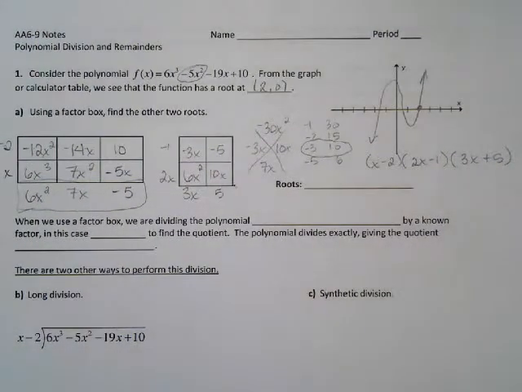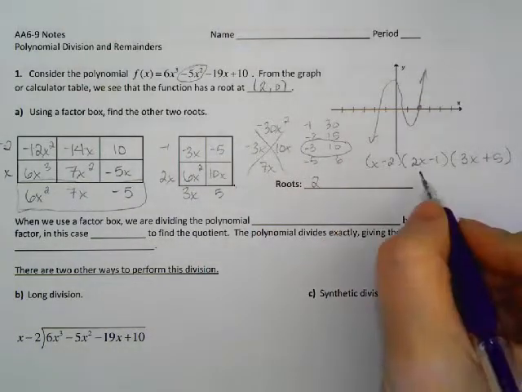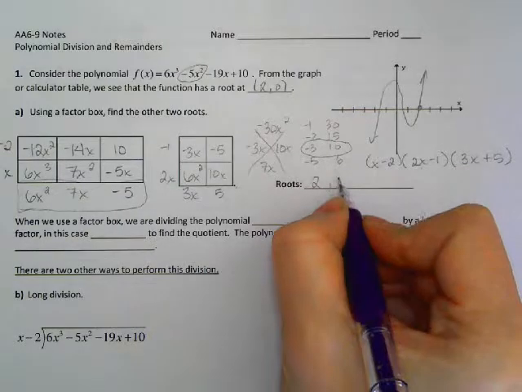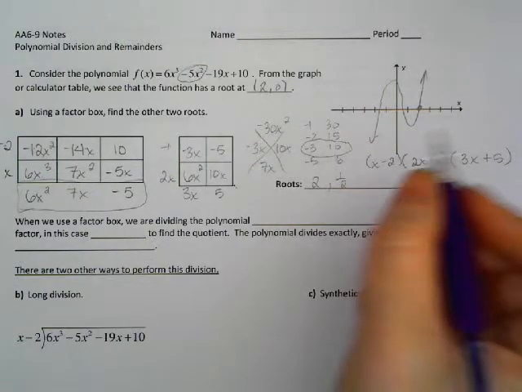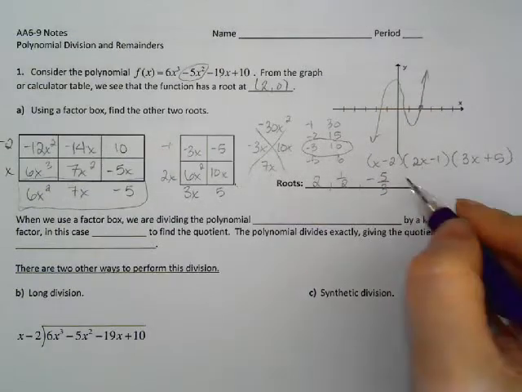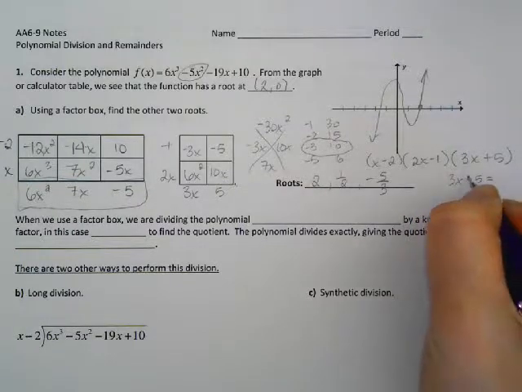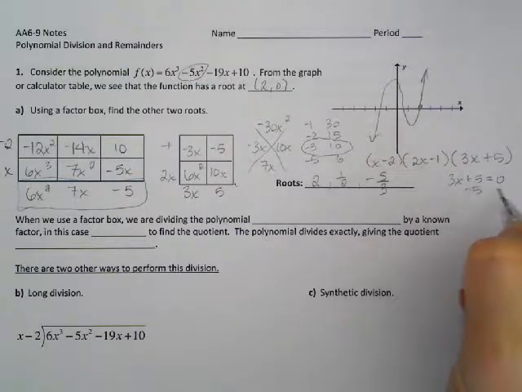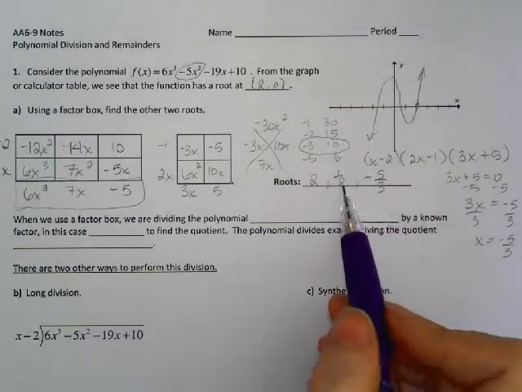And if I set each of those equal to 0 to give me my roots, I end up with 2 from my x minus 2, 1/2 from my 2x minus 1, and negative 5/3. I'll show you guys, for those of you who didn't see that right away: if I set 3x plus 5 equal to 0, I subtract 5 from both sides. I'm just using the zero product property here. Divide both sides by 3, and I have x equals negative 5/3. That's how I got those roots.